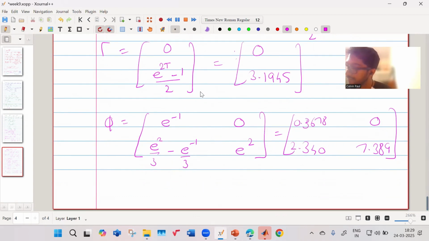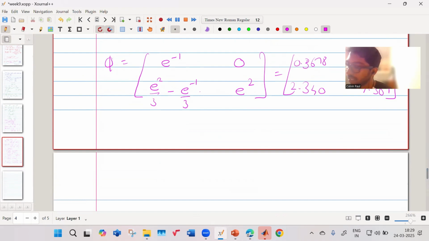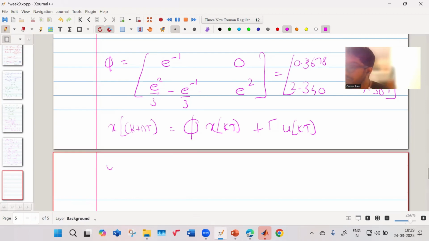So now we can write x of (k plus 1) T is equal to phi into x of kT plus gamma into u of kT. We must remember that the input is a discrete value, so it is the output of a zero order hold. And what is our y of kT? It is equal to C into x of kT. Okay, so these are the values. So this is what Sir has done.